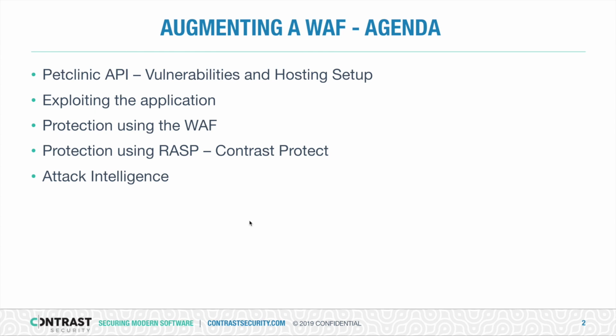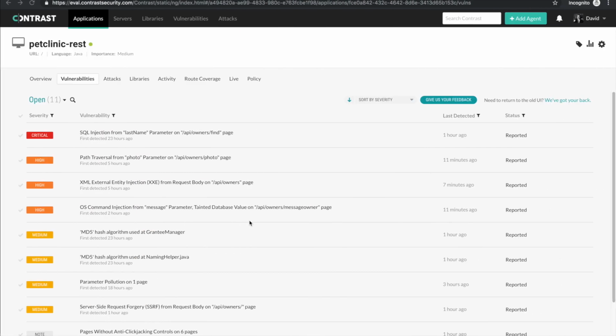And finally, we'll have a look at how we can use Contrast Protect, which is a runtime application self-protection agent, to protect against the more surgical type of attack. And using Contrast Protect will also give us an additional level of attack intelligence that we can use to provide information to our development team to help secure the code. So let's have a look at the setup.